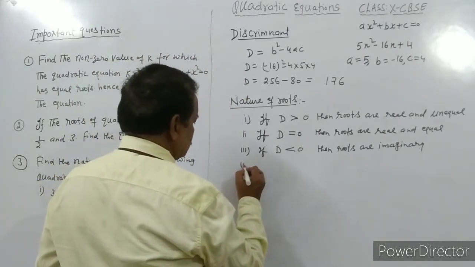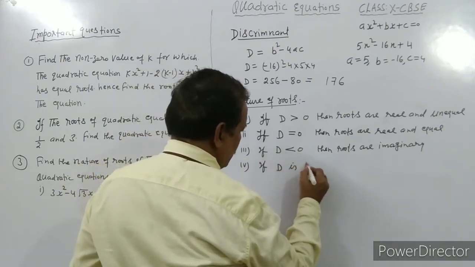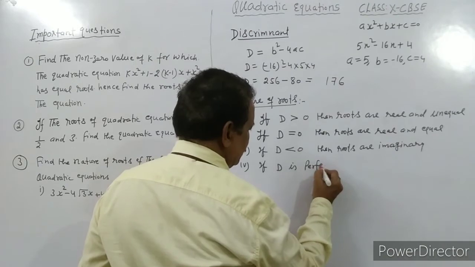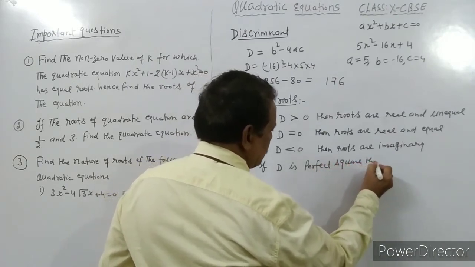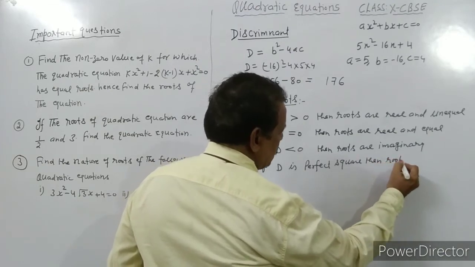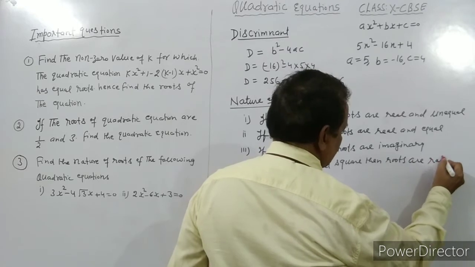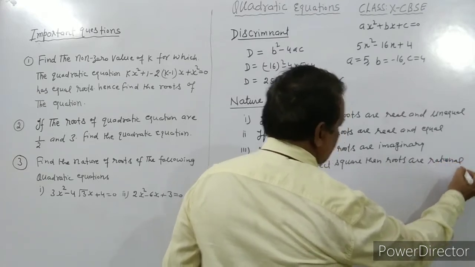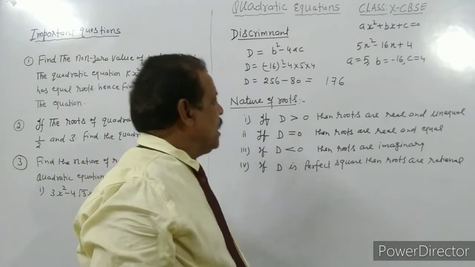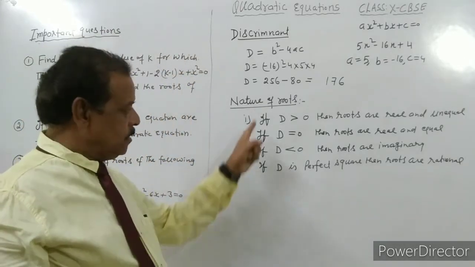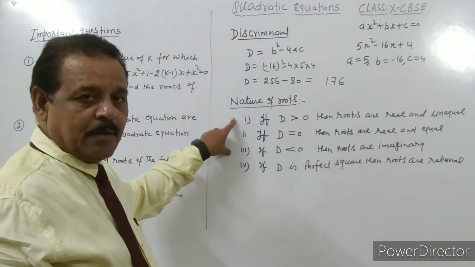And the fourth one is, if discriminant D is a perfect square, then roots are rational. If D is a perfect square, then how will the roots be? Rational. OK, I will take an example for clearing this concept.